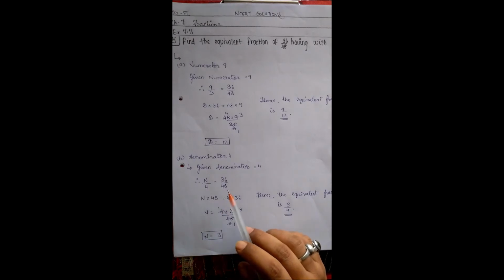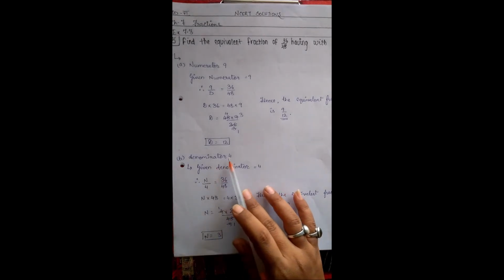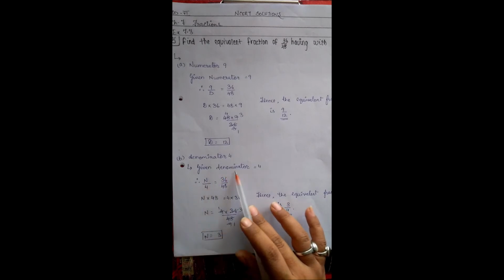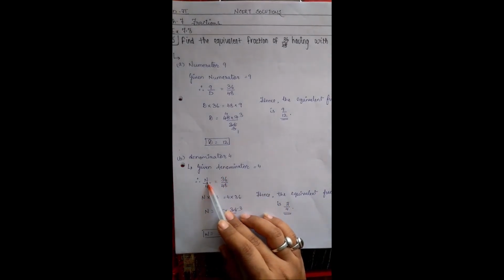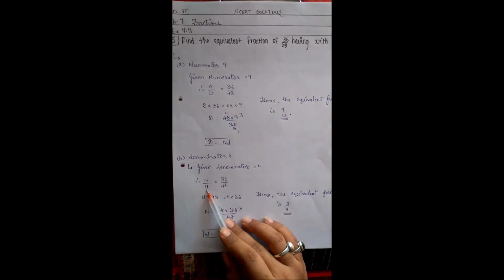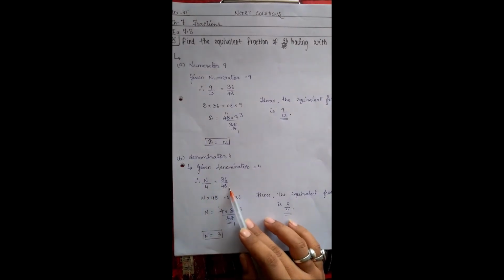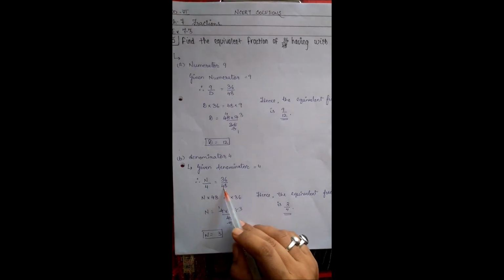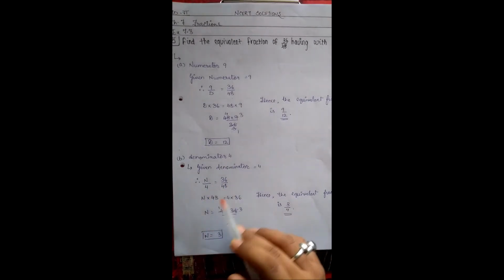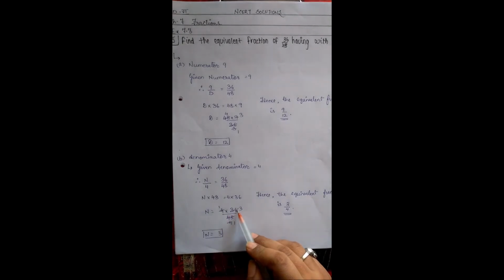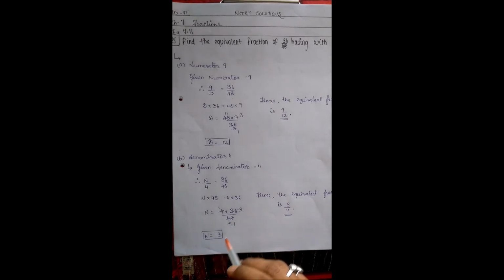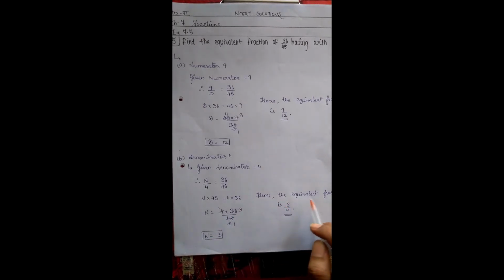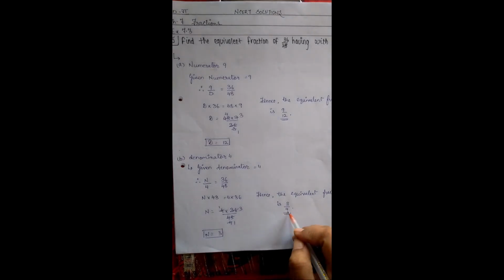Now let's see B question. Given denominator equals 4, we have taken numerator as n and denominator 4 equals 36 upon 48. Now we will take this 4 up. So it will become 4 into 36 upon 48. We will cut it. So n will be 3. Hence the equivalent fraction is 3 upon 4.